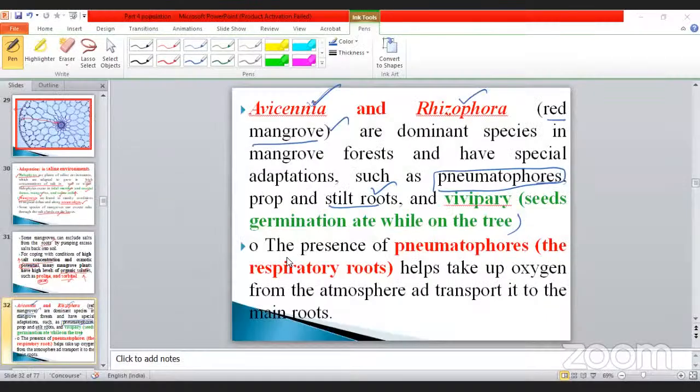See this one. The presence of the pneumatophore, otherwise called respiratory roots, helps take up the oxygen from the atmosphere and transport it to the main roots. Already we discussed this part, isn't it, my dear? Okay. So go to the next one.